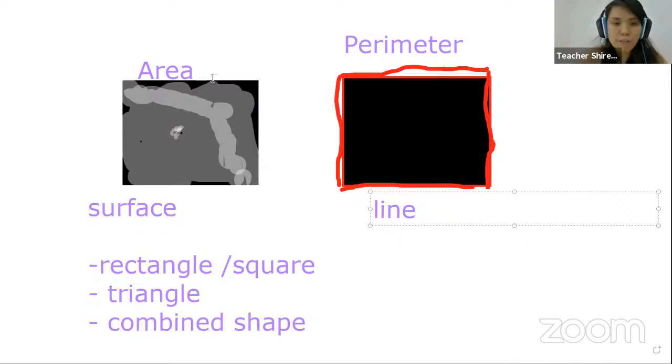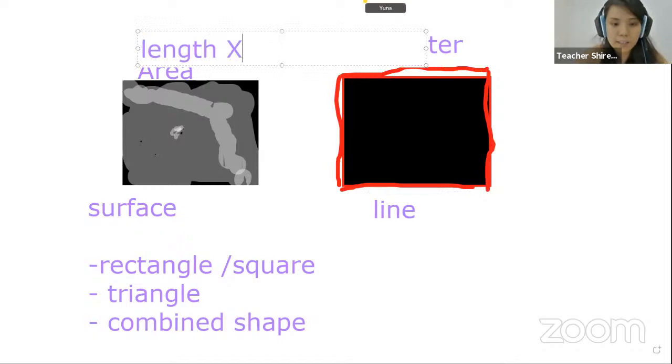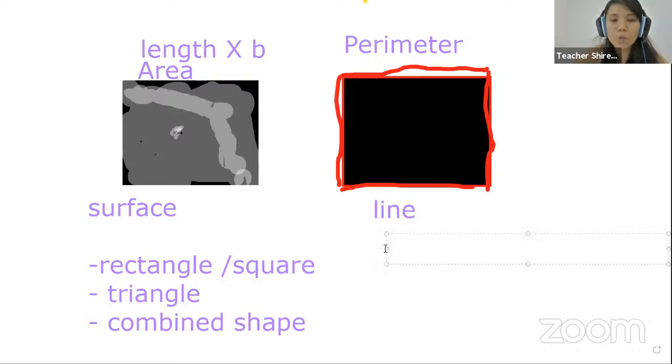For area, we know that the general formula is length times breadth. However, for the line, you don't do multiplication, you do addition. You just add the lines together. Since it's a new topic, let me share a new video with you on what perimeter means.